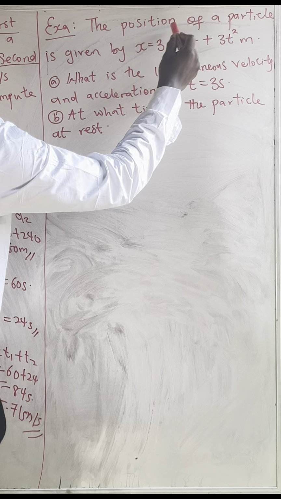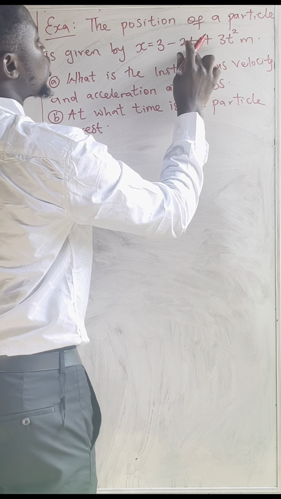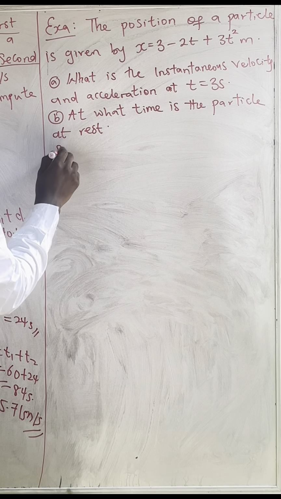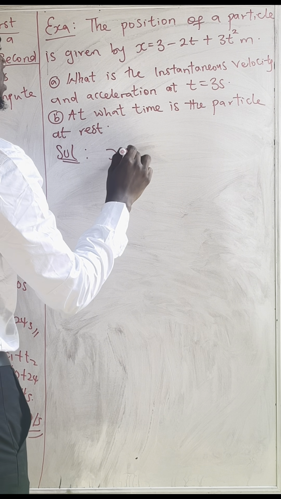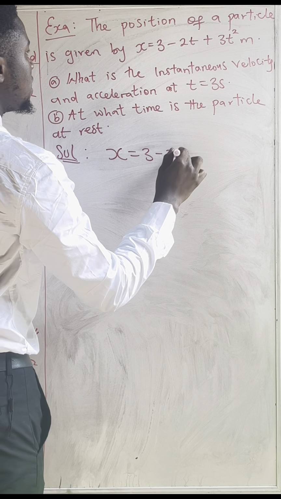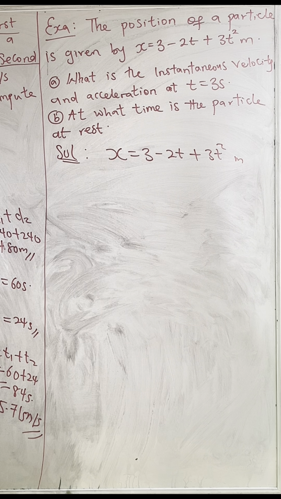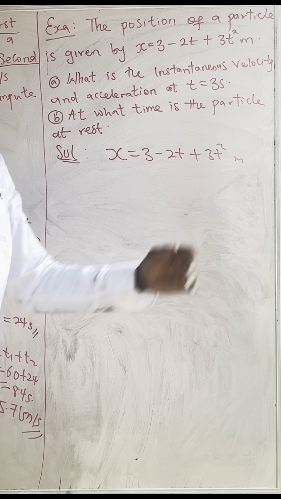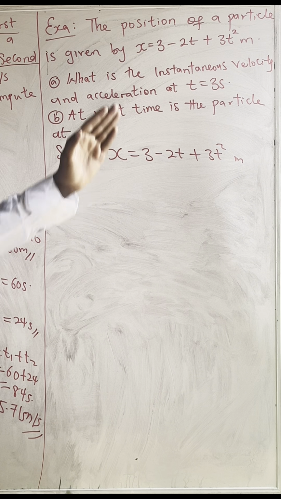Let's go. The position of a particle is given by x equals 3 minus 2t plus 3t squared. The equation given to us in the question right now is x equals 3 minus 2t plus 3t squared. Now the first question is that we should calculate the instantaneous velocity and acceleration at t equal to 3 seconds.